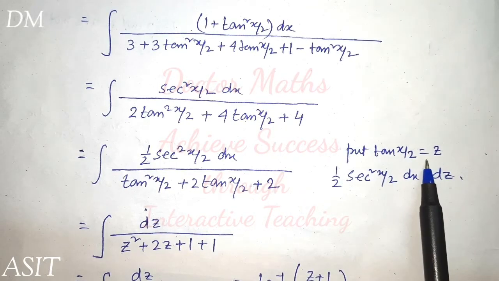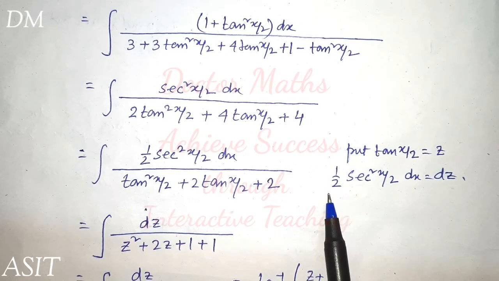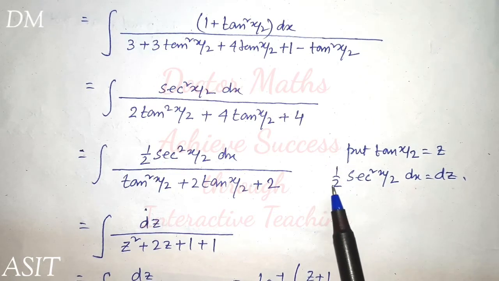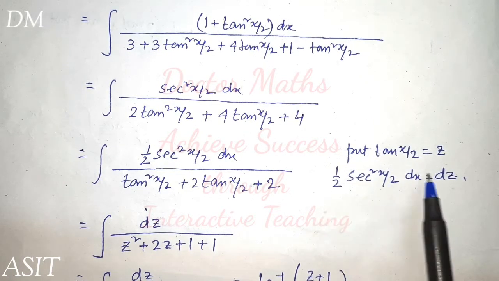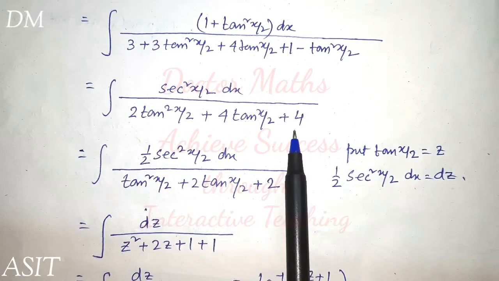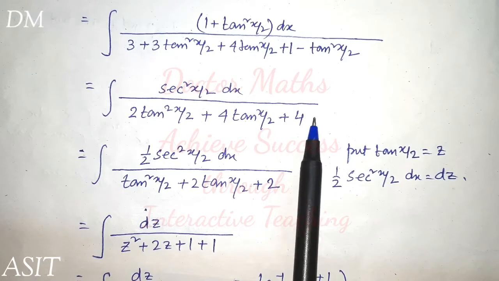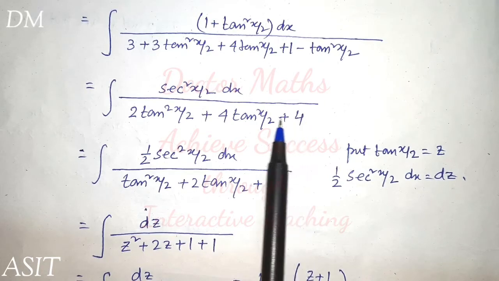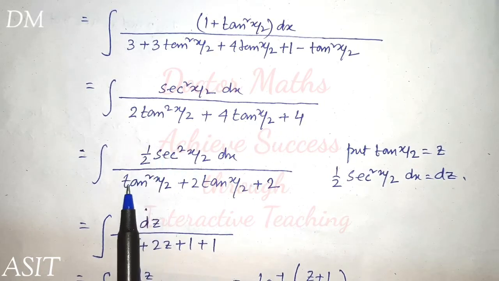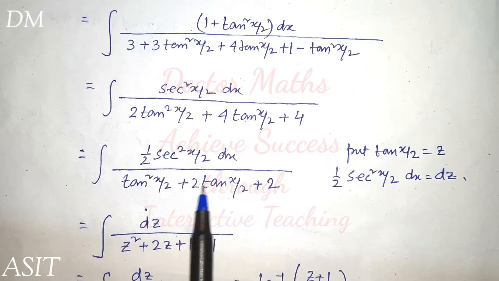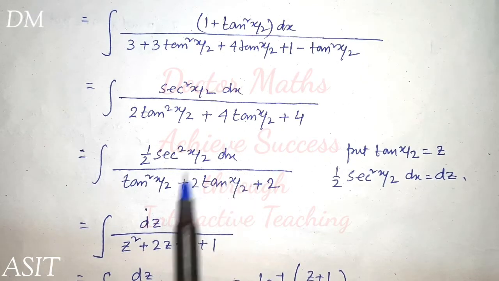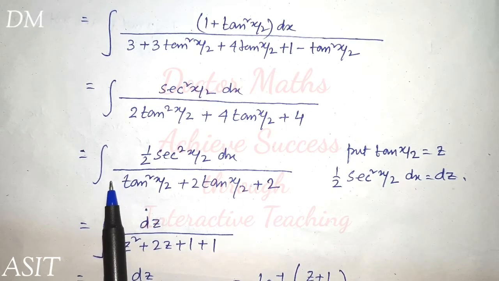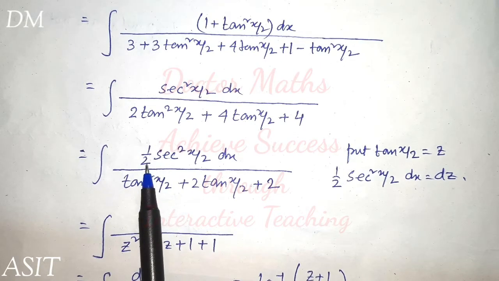So if I put tan x by 2 as z, we can see that 1 by 2 of secant square x by 2 dx equals dz. So that means we need to adjust this 1 by 2, or you can put this 2 to that side. So here I have adjusted. How have I adjusted? I have taken 2 common from all these 3 terms. So if I take 2 common, it will be tan square x by 2 plus 4 tan x by 2 will become 2 tan x by 2, and this 4 will become 2. So there will be a 2 in the denominator, and this 2, if I put it in the numerator, will become 1 by 2 in the numerator.